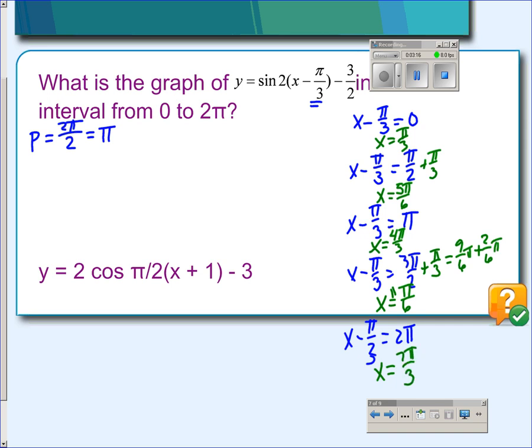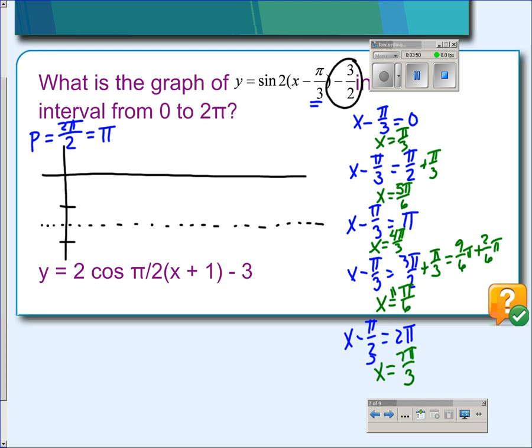Okay, so this will give us one cycle. We're actually going to graph the entire interval from 0 to 2 pi. We also notice we have a translation that goes down 3 halves, so I'll draw the x-axis high enough so I have room to go down that far. This is 1, this is 2. We have an equilibrium line at -3 halves, so we're going up and down around this line, going up 1 full unit and down 1 full unit.